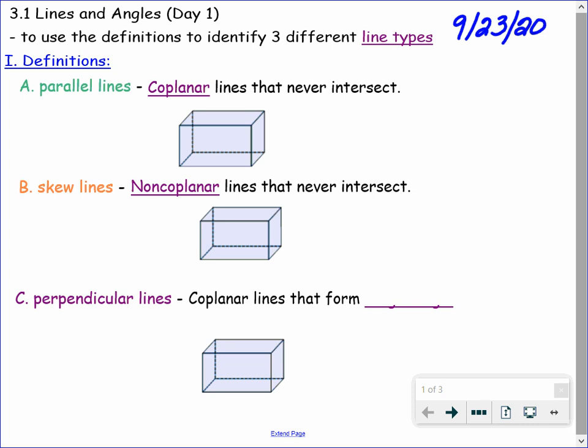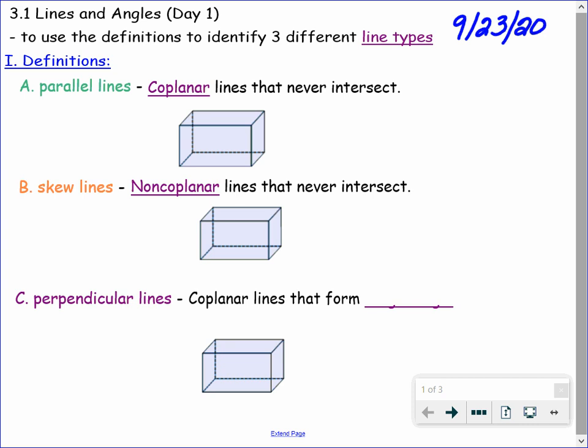Skew, they're going to not only be on different planes, but they're not even going to be headed in the same direction. So they can't end up forming a plane that isn't distorted or twisted. Okay, we want it to be a plain, flat surface.